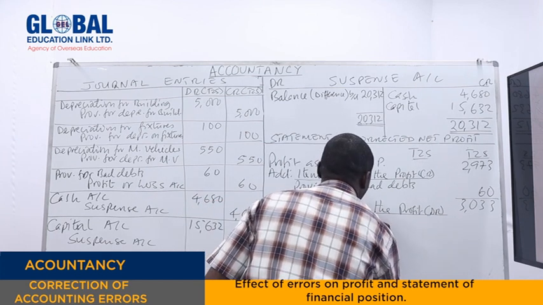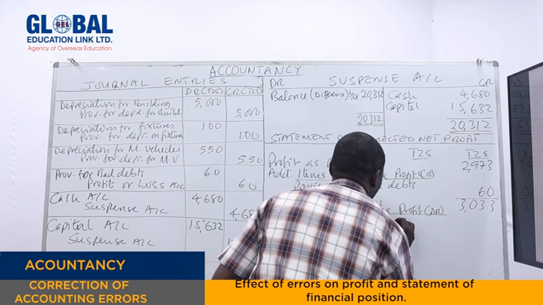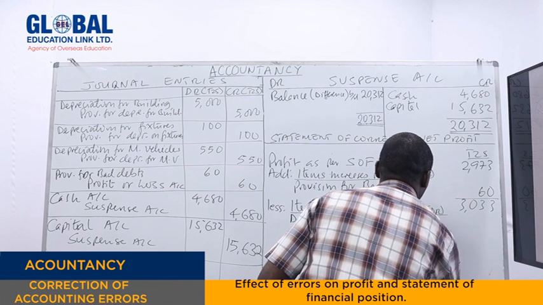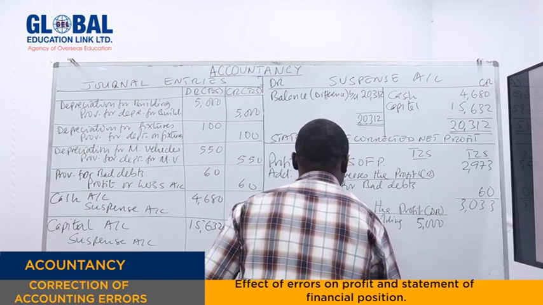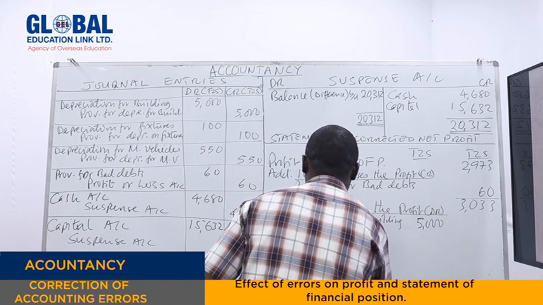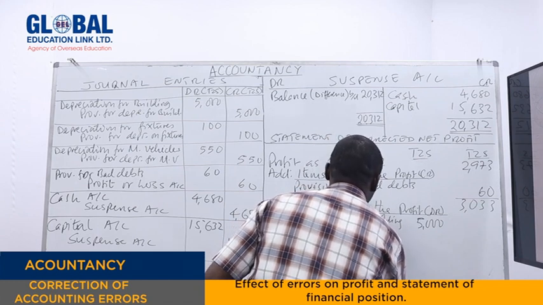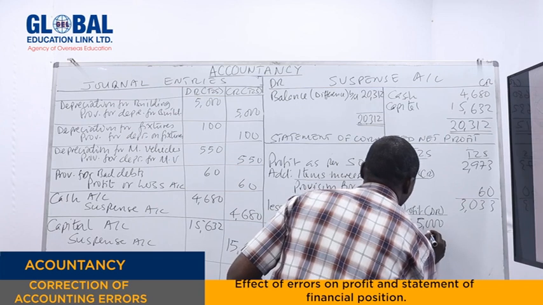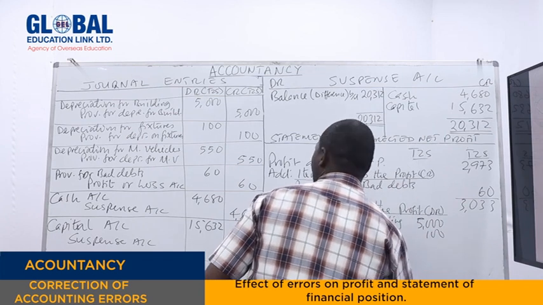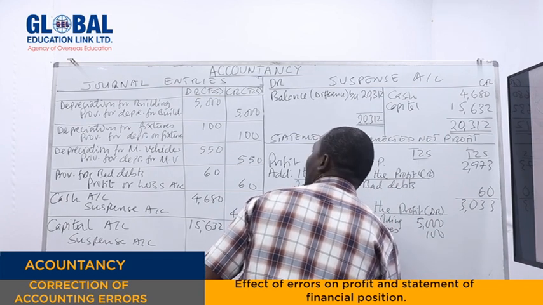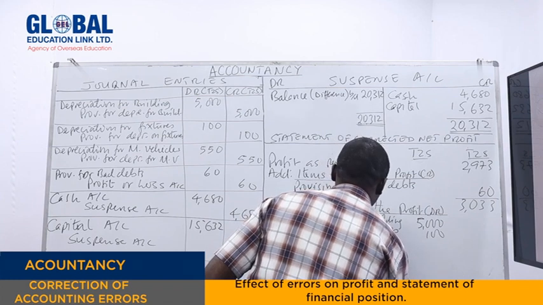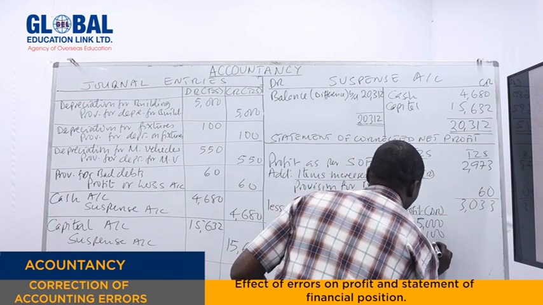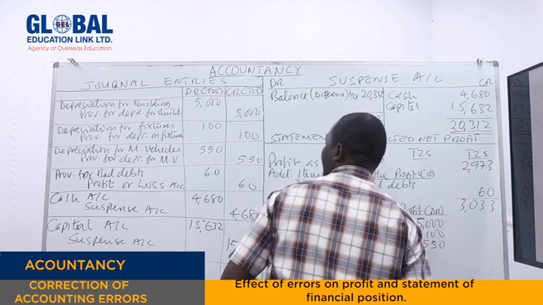Depreciation for building, that was 5,000. Then depreciation for fixtures, that was 100. Then there was depreciation for motor vehicle, that was 500.